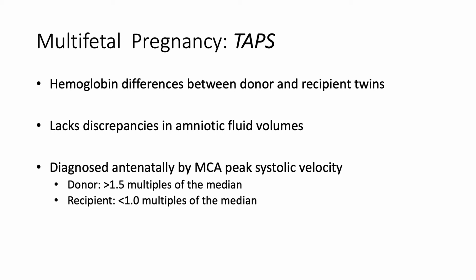Twin anemia polycythemia sequence, or TAPS, is a form of feto-fetal transfusion characterized by hemoglobin differences between donor and recipient twins. Unlike in twin-twin transfusion syndrome, there is a lack of discrepancies of amniotic fluid volumes. This condition is diagnosed by measuring the middle cerebral artery peak systolic velocity, which is usually greater than 1.5 multiples of the median in the donor and less than 1 multiple of the median in the recipient twin.